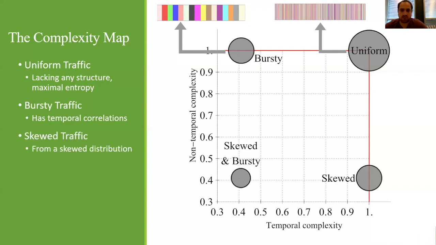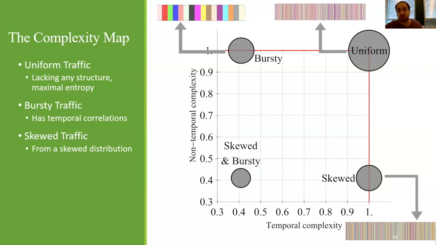The next type is skewed traffic. Here, all of the nodes appear with different types of frequency, and therefore it is skewed, but they are evenly distributed, and there is no temporal correlation whatsoever between the different pairs.